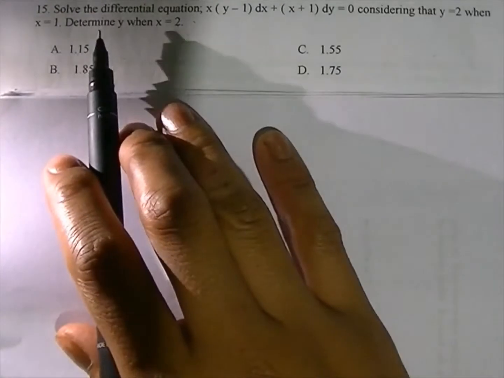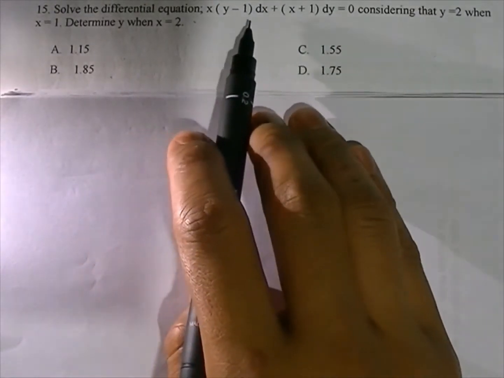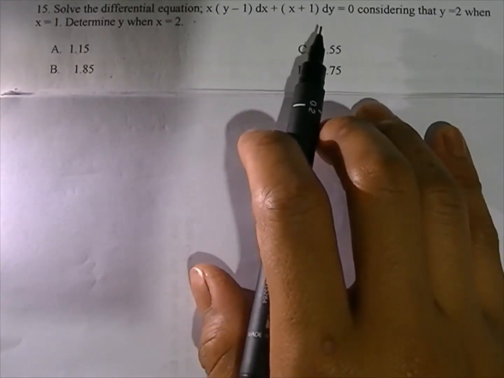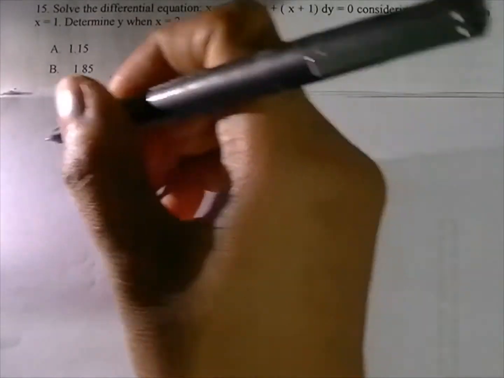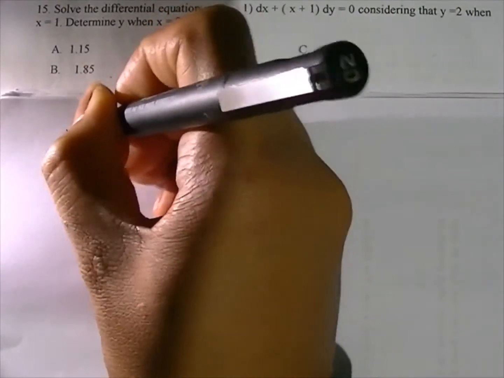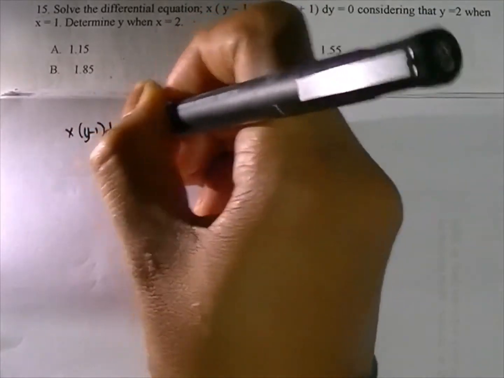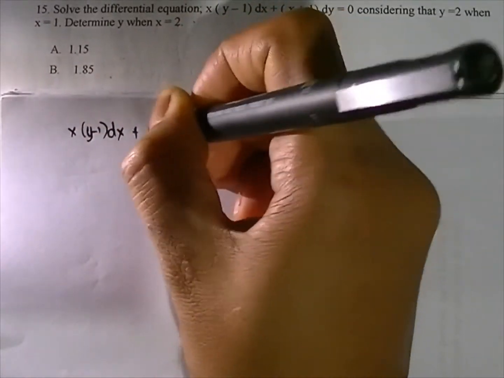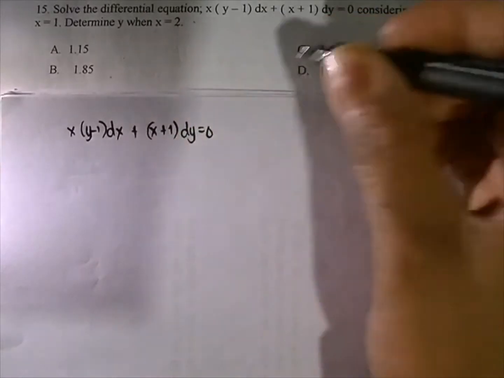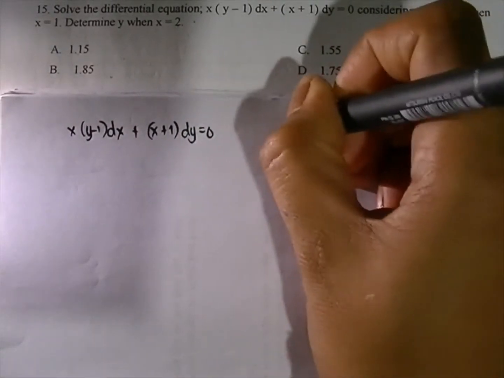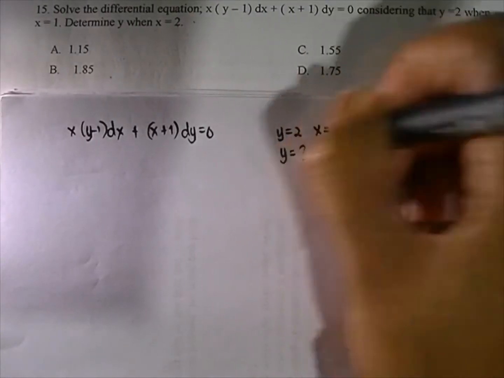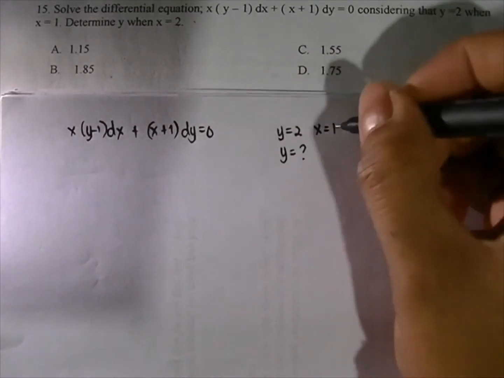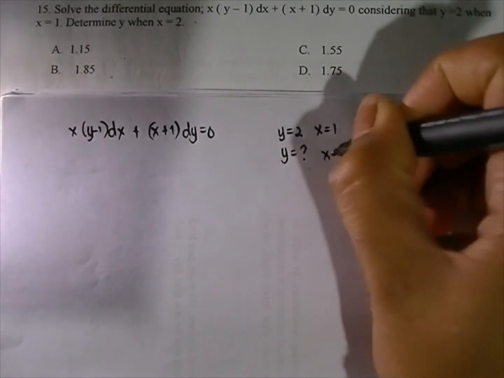Number 15, solve the differential equation (x)(y − 1) dx + (x + 1) dy = 0, considering that y equals 2 when x equals 1. Determine y when x equals 2. So when y equals 2, x is 1, and when y is unknown, x is 2.